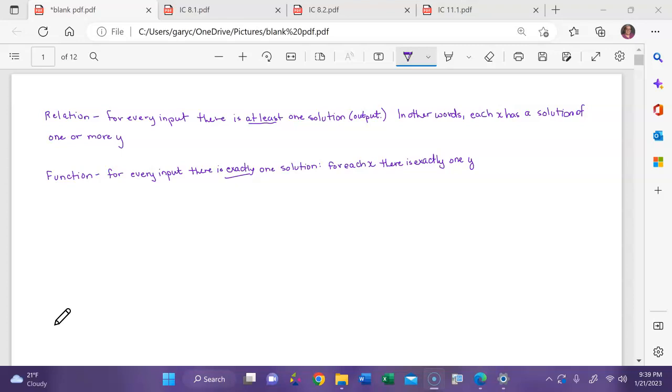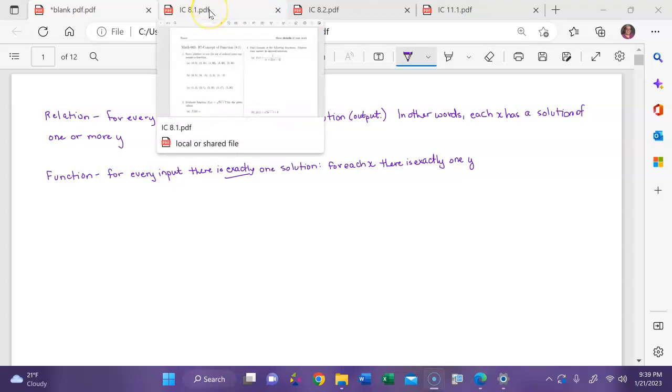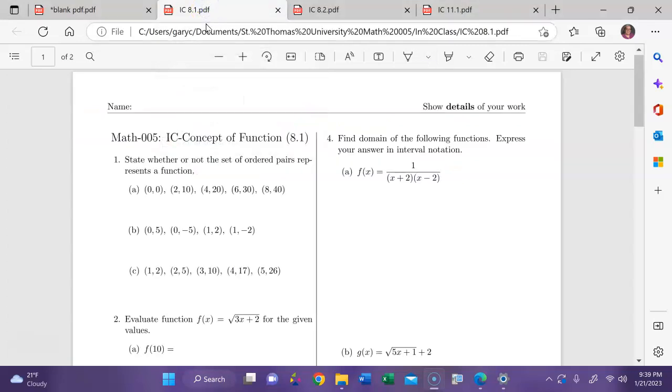Now, a function is a subset of relations, and in that case, there is exactly one solution. All right, you can't have a second one involved in it and have it remain a function. So let's go and take a look at some examples here.